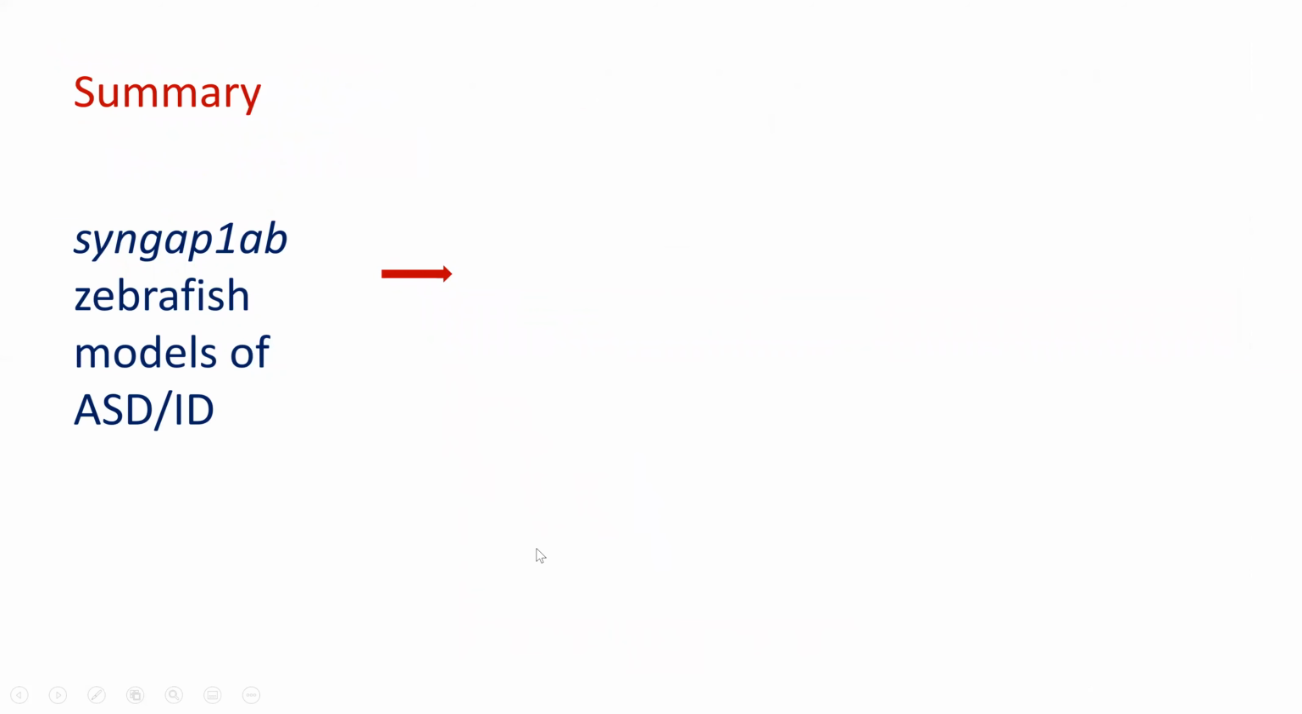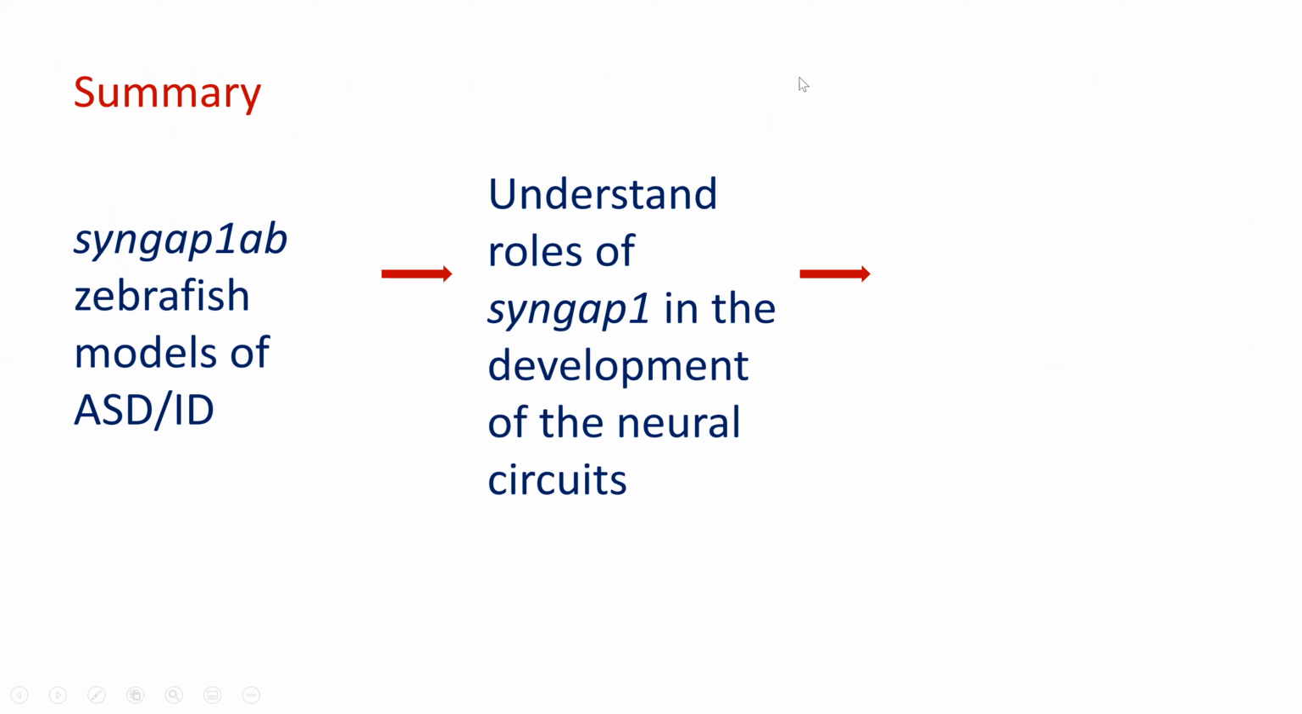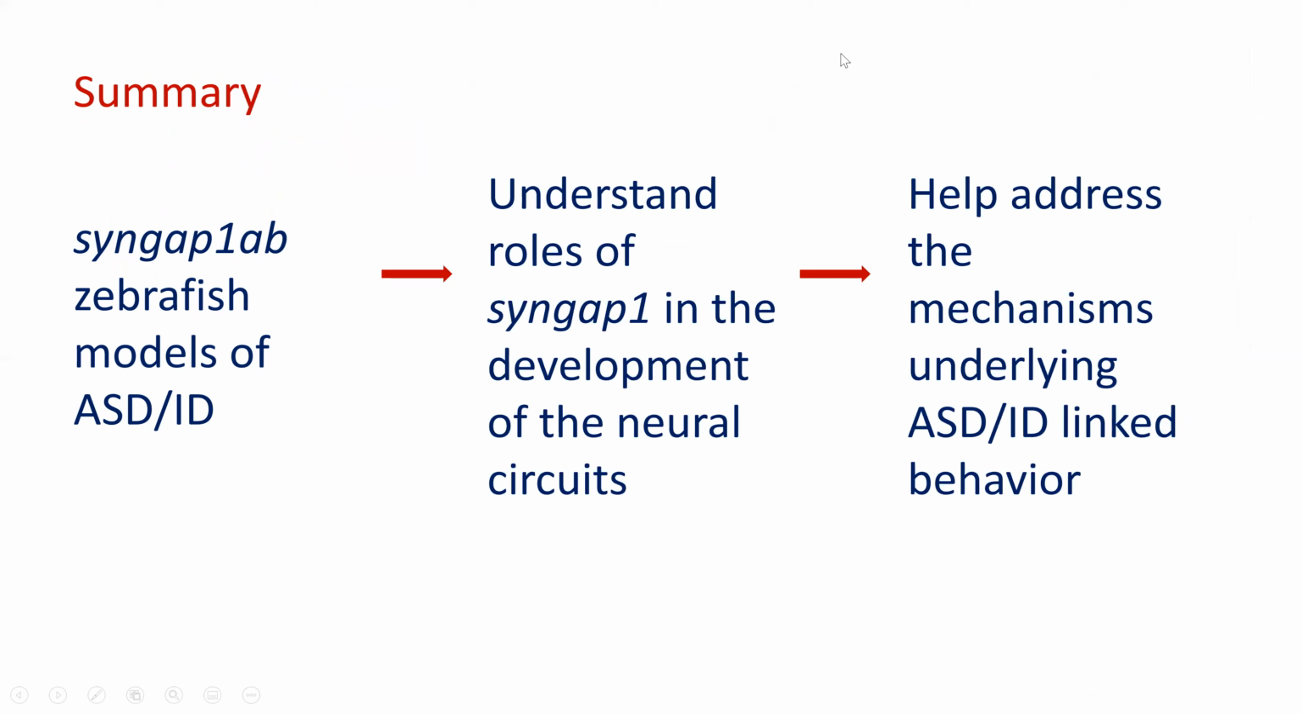So to summarize, SYNGAP1AB zebrafish models of AHD-ID will help us understand the roles of SYNGAP1 in the development of neural circuits, which in turn will help us address the mechanisms underlying ASD-ID linked behavior.